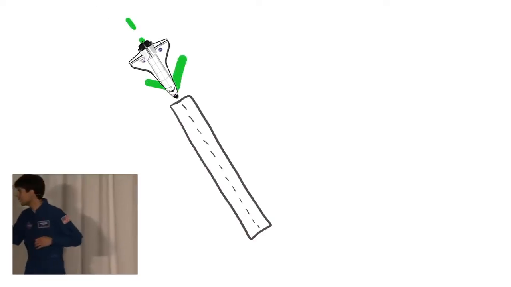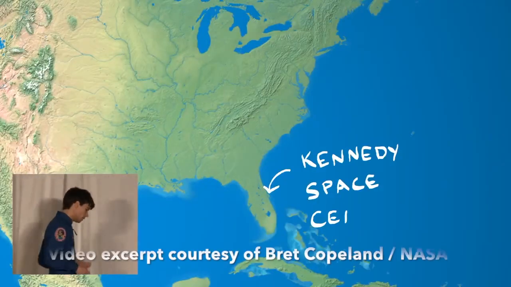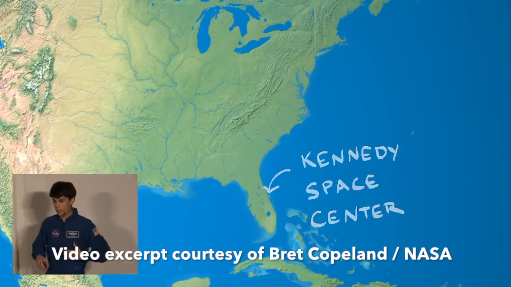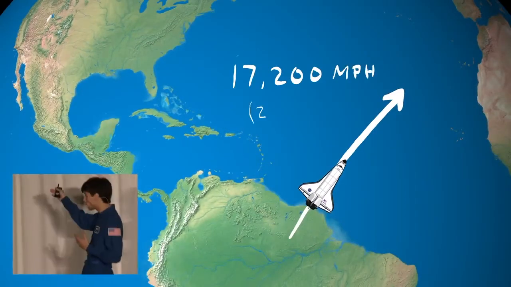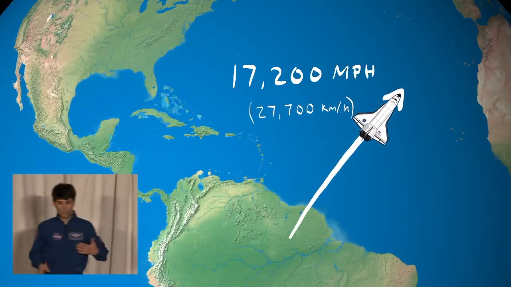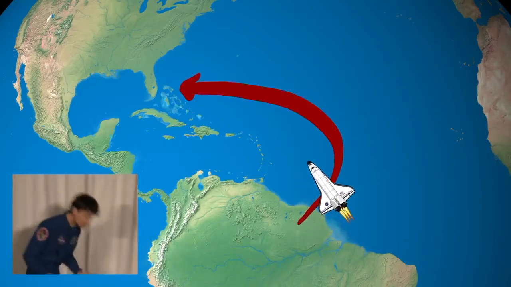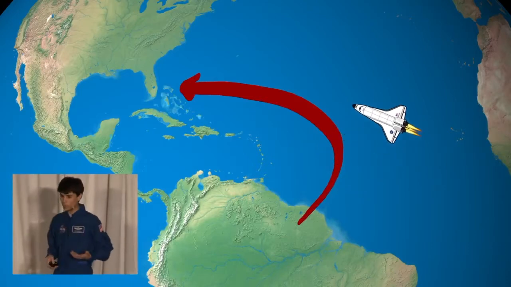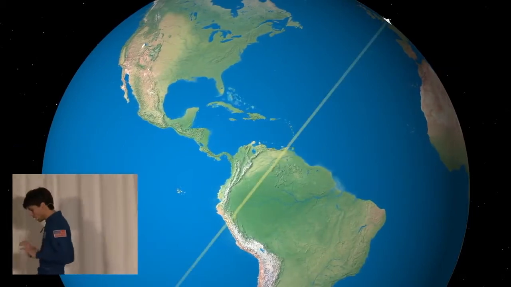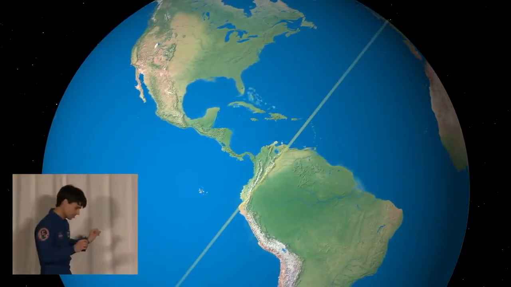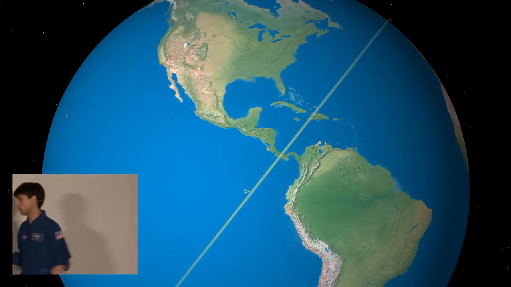All right, so let's get started. Our goal is to land on a runway at Kennedy Space Center in Florida. But let's say right now we're orbiting over South America, traveling over 17,000 miles in the wrong direction. Well, we can't just turn around. Changing direction in orbit takes crazy amounts of energy. So what do we do? Well, basically nothing. So it turns out that the Earth spins, which means that Kennedy Space Center is just going to come to us if we wait for it.